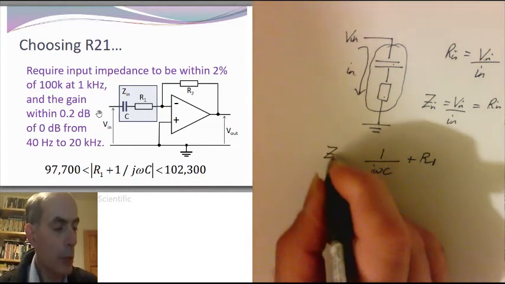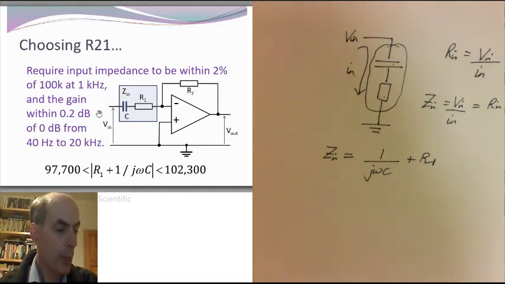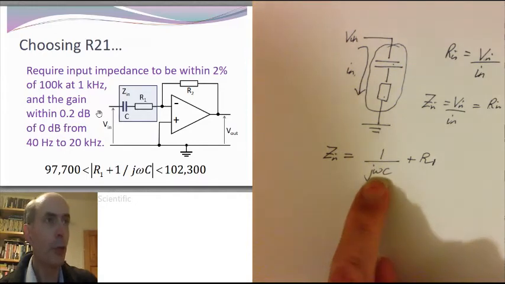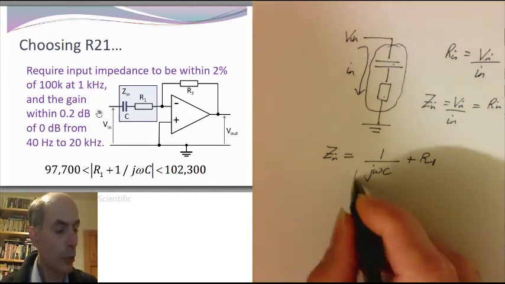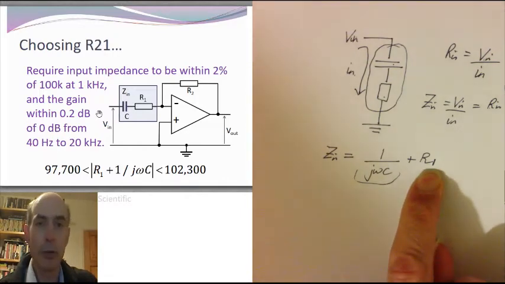That we need to be within 2% of 100k at 1 kilohertz. Right. The thing to realize here is that if this circuit is going to have a reasonably frequency-independent behavior over most of the audio frequencies, which we want it to do, then this term here, due to the capacitor, will be negligible compared to the term R1 due to the resistor.